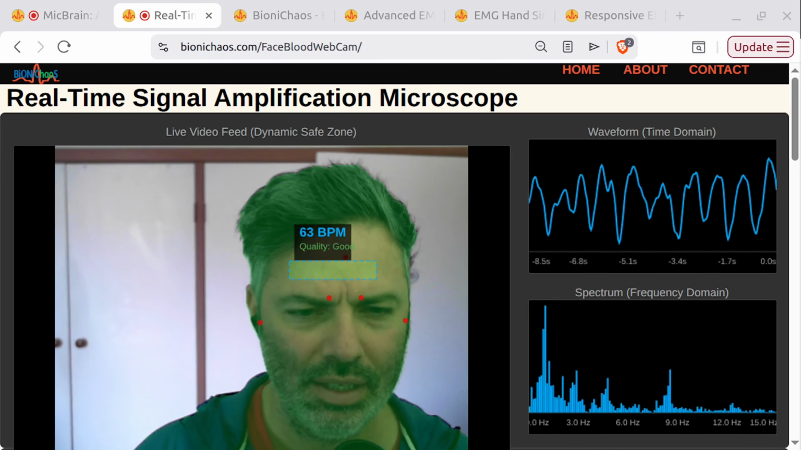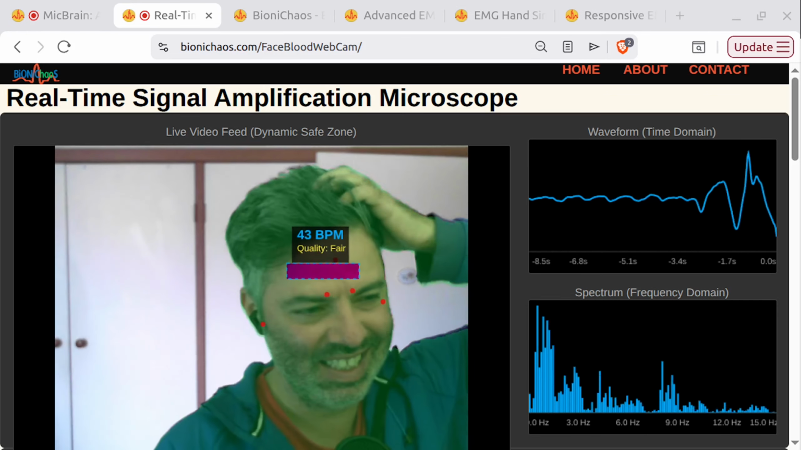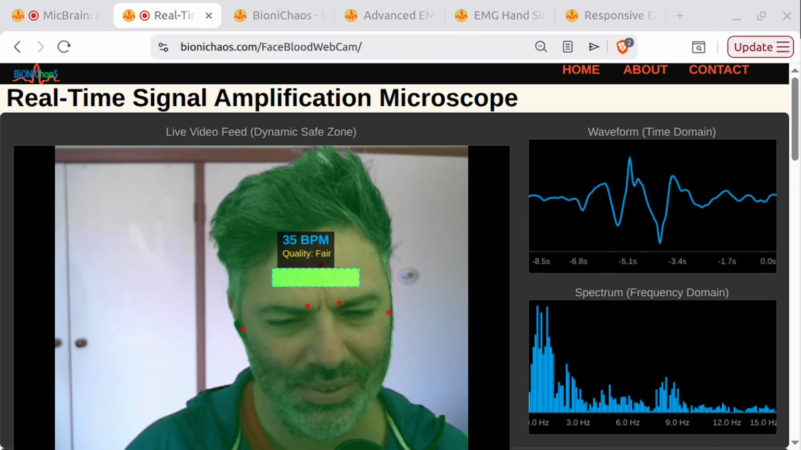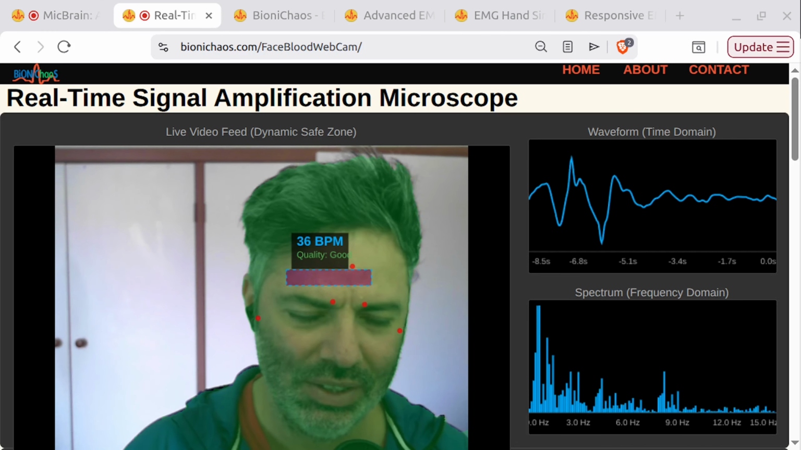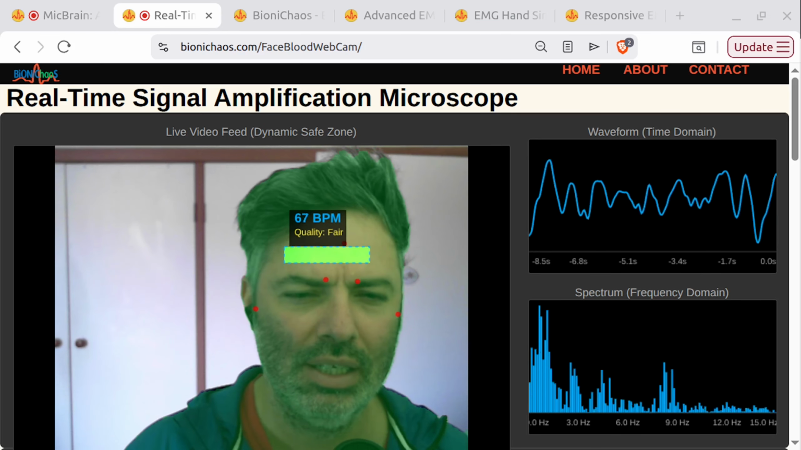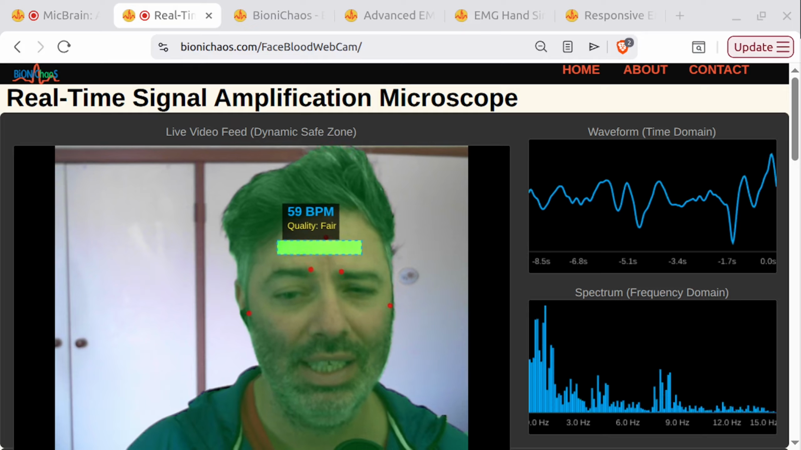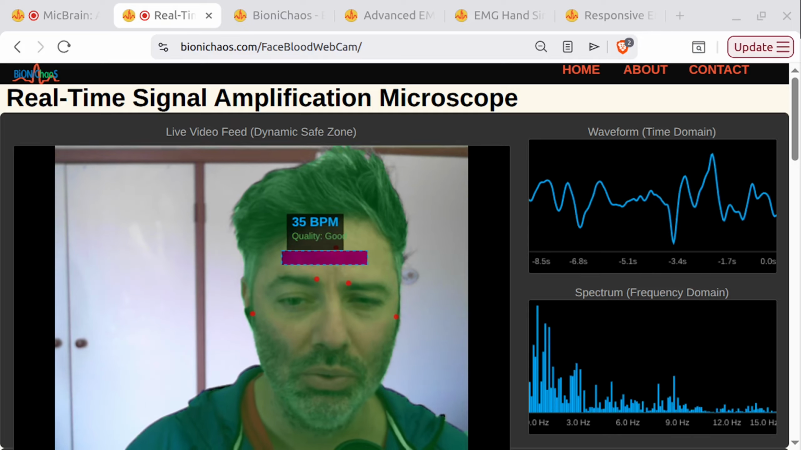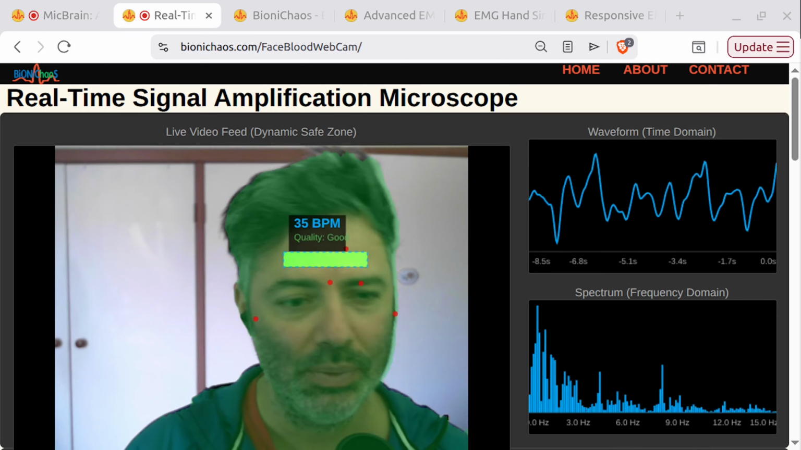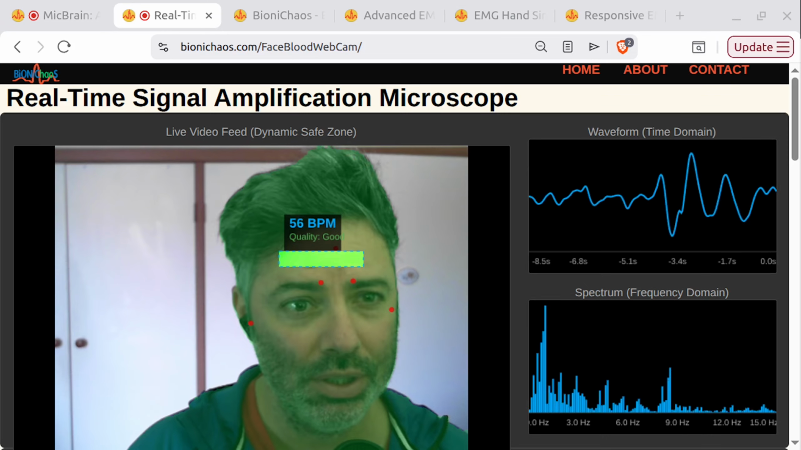Is it A? Yeah, it's A. I did kind of guess. I mean, all the options, I kind of knew it's not C or D. I wasn't sure. Yeah, so A is correct. Hemoglobin absorbs green light more significantly than red or blue light. So that's why we're extracting the green channel out of the video footage.